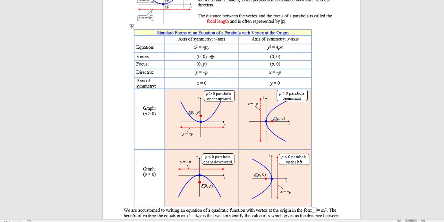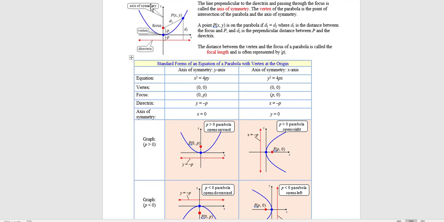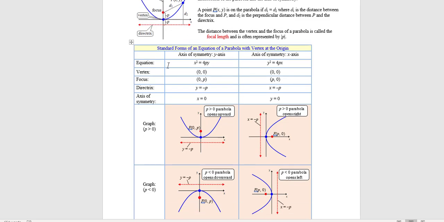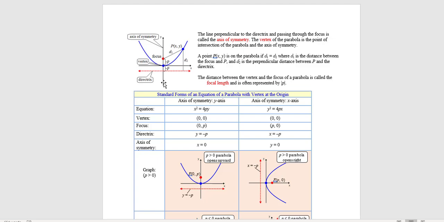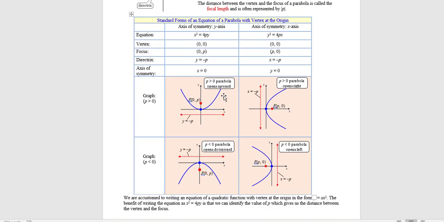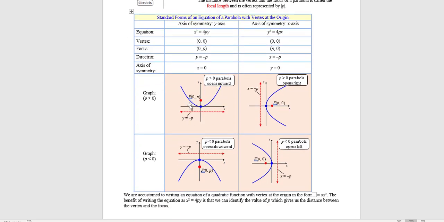So here are all of our equations for this y-axis symmetry parabola with vertex at the origin, the picture we derived all this on. It's got all the stuff we have already discussed. The equation is x squared equals 4py, vertex at the origin. Focus was at (0, p), we already said that. Directrix was at y equals negative p down here. And the axis of symmetry was x equals 0, right? That's the y-axis. All of that is described nicely in this picture.